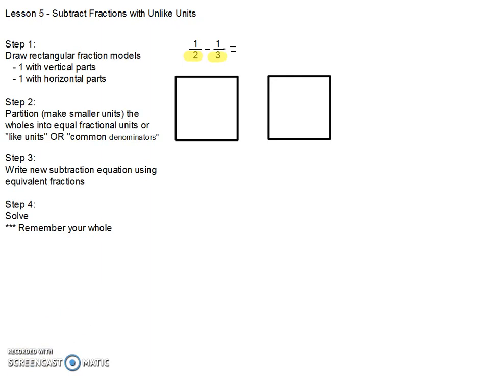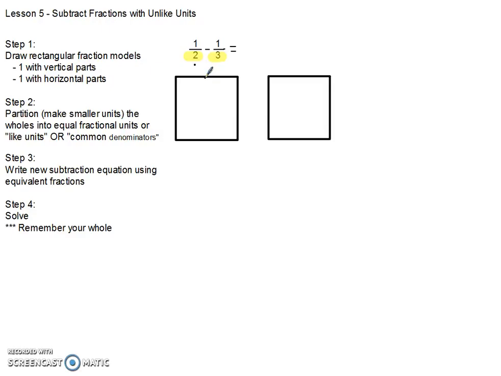Steps 1, 2, 3, and 4 remain the same from your adding and subtraction, and you find your like denominators, or your common denominators, in the same way. So we're going to start here with step 1, drawing our rectangular fraction models. One is going to have vertical parts and one is going to have horizontal parts. My first fraction is 1/2, and remember, you always want to make sure that you start with your first fraction, because in subtraction it matters what you start with. It matters what your first whole is, because you can't take away parts that aren't there.